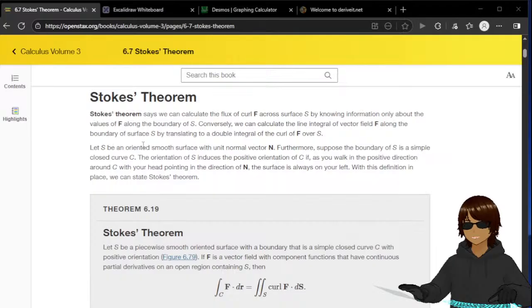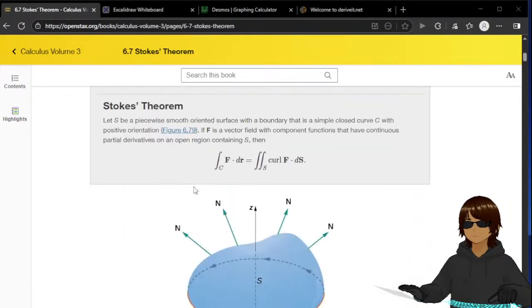Let S be an oriented smooth surface with a unit normal vector N. Furthermore, suppose the boundary of S is a simple closed curve C. The orientation of S induces the positive orientation of C if, as you walk in the positive direction around C with your head pointing in the direction of N, the surface is always on your left. With this definition in place, we can state Stokes' theorem.